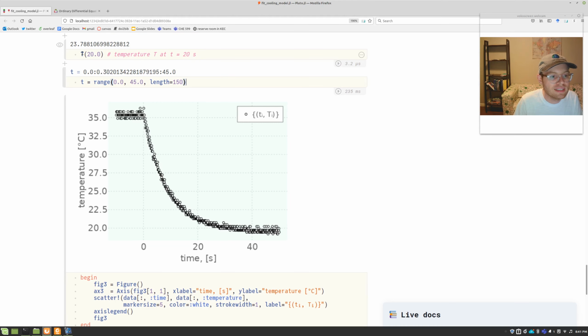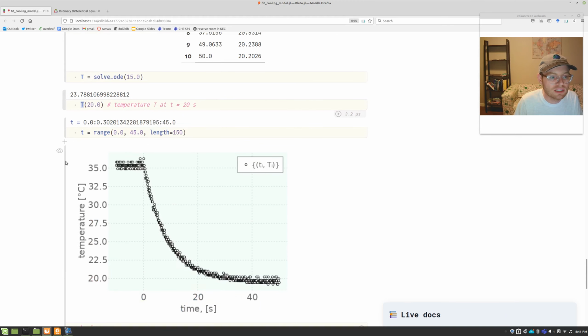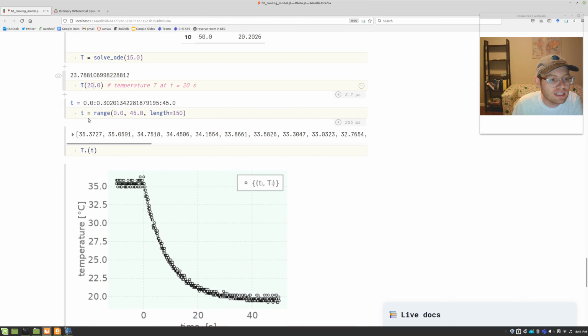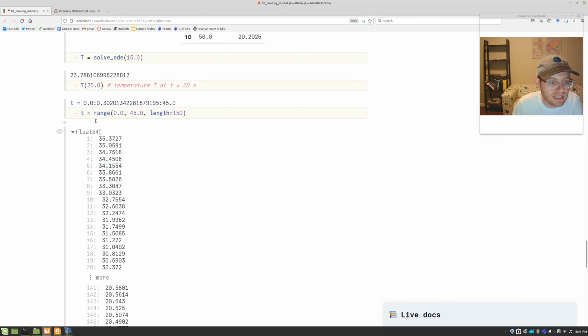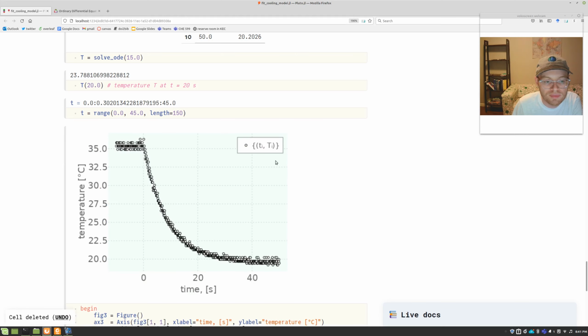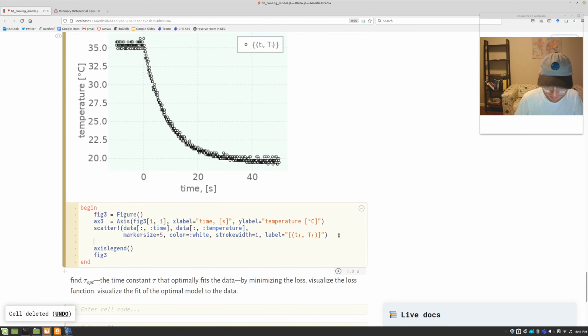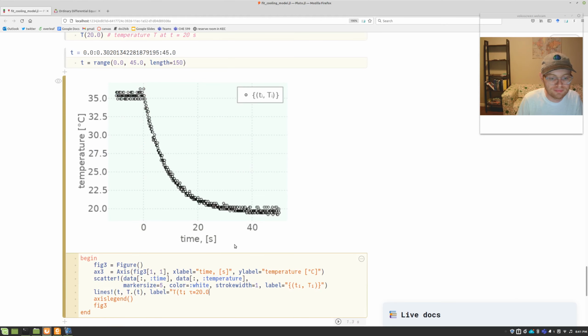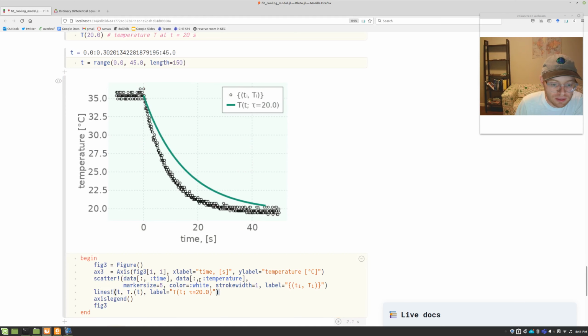And then what I want to do is find t at each of these t's so I can plot them as an array. So if I do t dot t, it's going to apply this function element-wise over this array and give you a list of temperatures at those corresponding times. Okay, so now I'm just going to plot those. Lines t and t of t. All right, let's give that a label. So this is going to be t of t, and this is for tau equals 20. Okay, so we're going to plot the model.